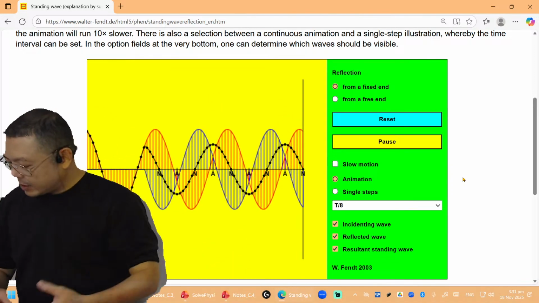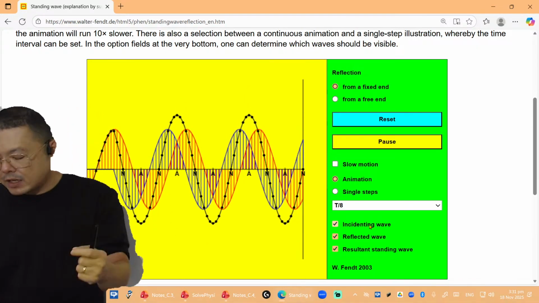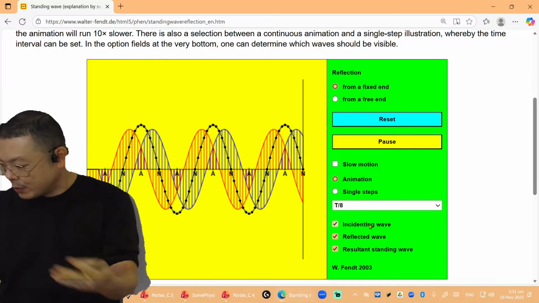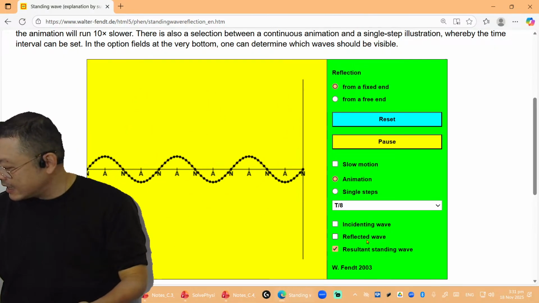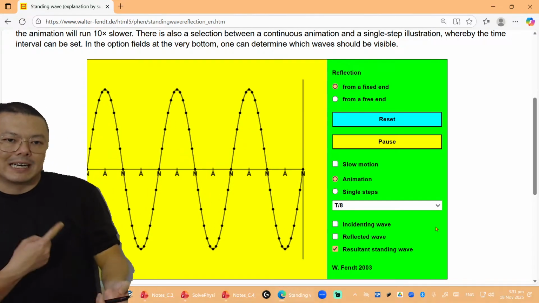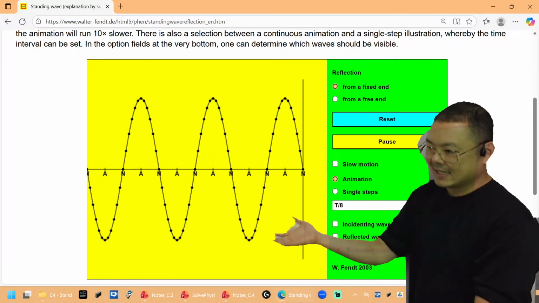Right? So as it continues on and on, you should understand this. The incident wave and reflected wave, once they overlap each other fully, which they will in a short time, you technically can't see them anymore. And what you get is this. Right? So this is a standing wave.